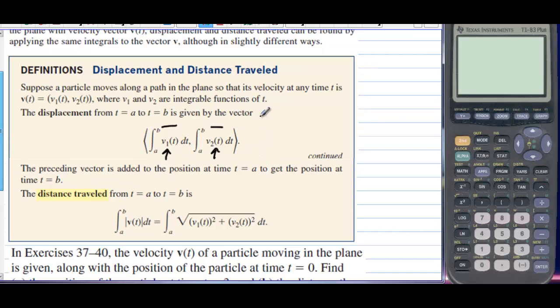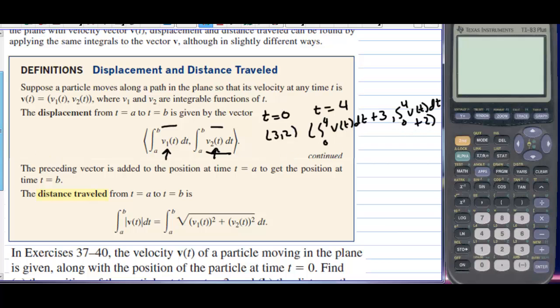If the position of the particle at, let's say, t equals 0 is (3, 2), and you want to find out the position of the particle at t equals 4, then the x-coordinate is going to be the integral from 0 to 4 of the x part of the velocity vector, v of t, dt, and that'll be the displacement, and then we'll add 3. If you want to find the y-coordinate, you do the same thing on the y part of the velocity vector. So we integrate from 0 to 4 of v of t on the y part, and in this case we would add 2 to find the position.